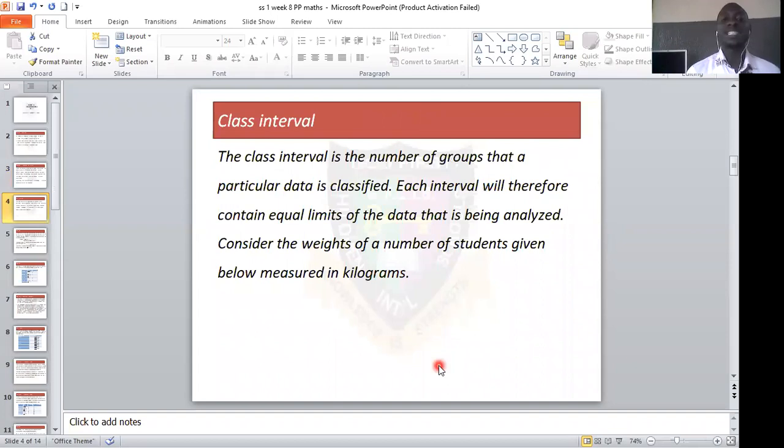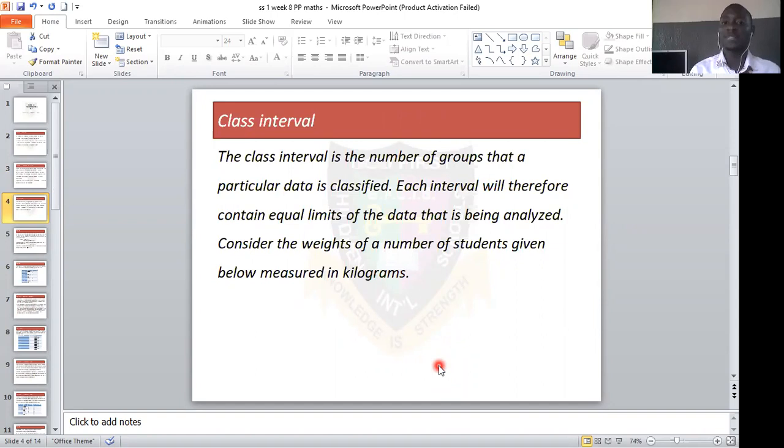The class interval is the number of groups into which particular data is classified. Probably we are grouping these numbers in 8, you are grouping them in 10, you are grouping them in 12. This is the class interval: class interval 1, class interval 2, class interval 3, down to the last one you are given. So this is the number of groups.